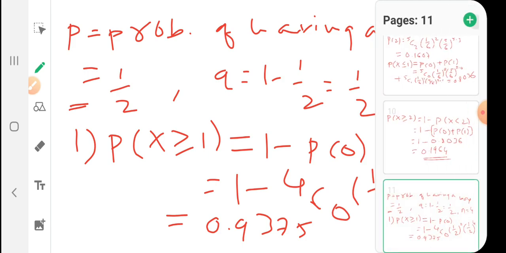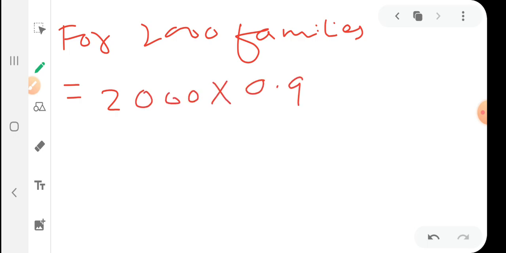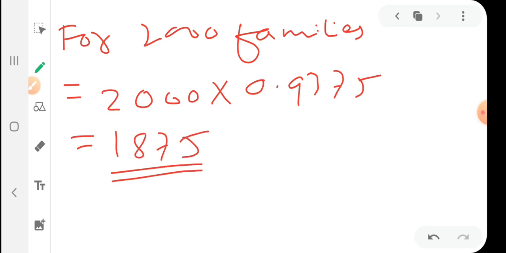So in the next one, for 2000 families, what do we want? At least one boy. Number of families having at least one boy is equal to 2000 into our probability 0.9375 that we found. So do this calculation, you will get 1875. So out of 2000 families, 1875 families are there having at least one boy.